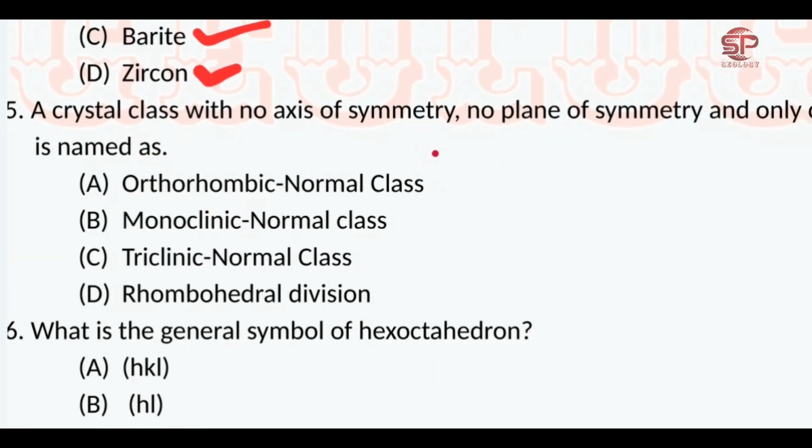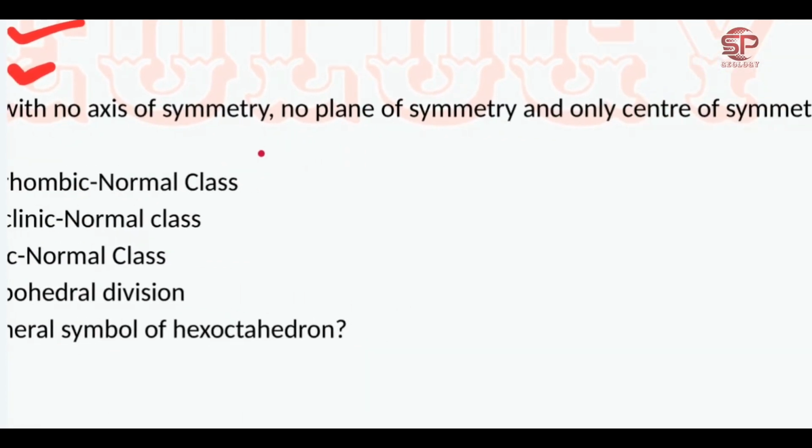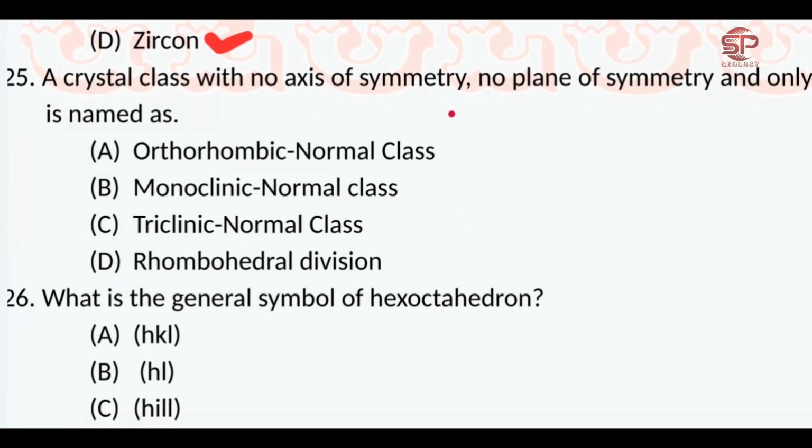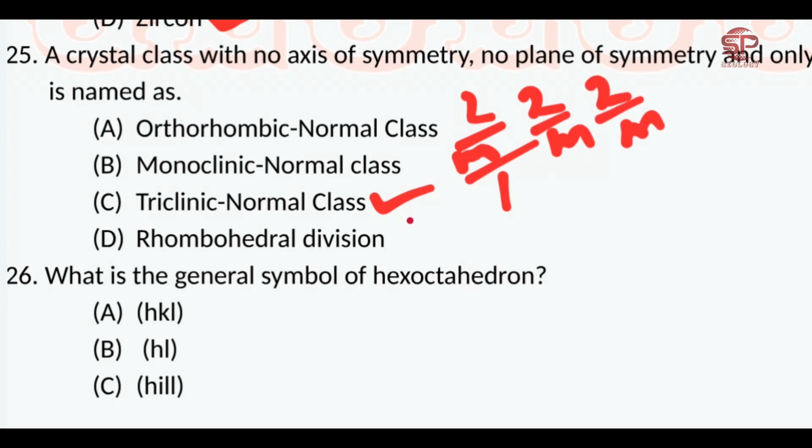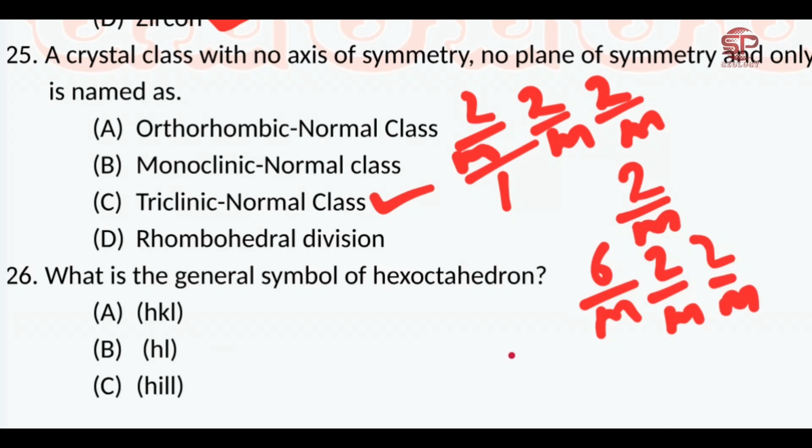A crystal with no axis of symmetry, no plane of symmetry, only a center of symmetry, that is your triclinic normal class, which is 1 bar. Orthorhombic normal class, we have 2/m 2/m 2/m. Monoclinic normal class, 2/m. And the rhombohedral division is under the hexagonal division. Hexagonal has a normal class of 6/m 2/m 2/m.